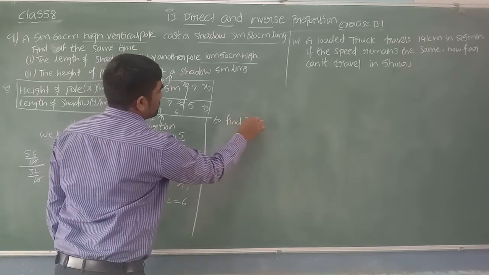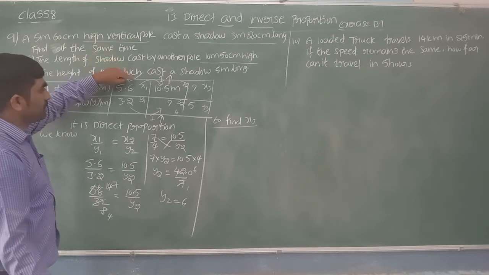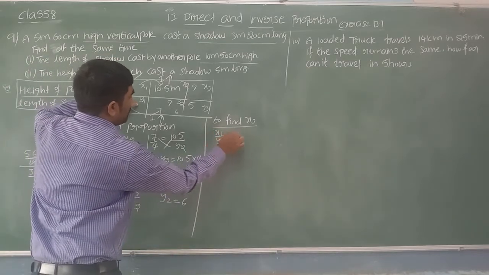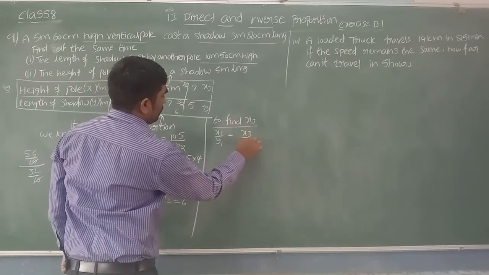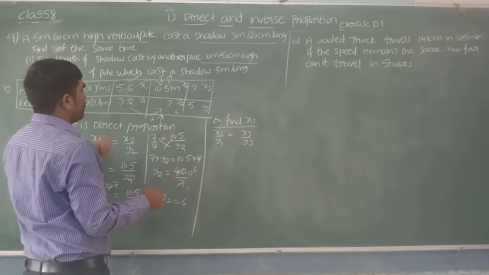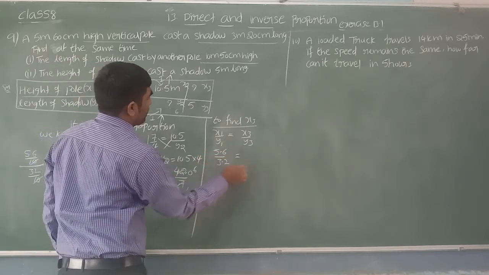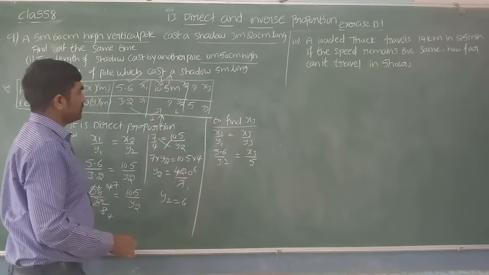To find x3, we take the corresponding values, which remain the same ratio: x1 by y1 is equal to x3 by y3. What is x1 by y1? 5.6 by 3.2 is equal to x3 by y3. x3 is the unknown value, y3 is 5.